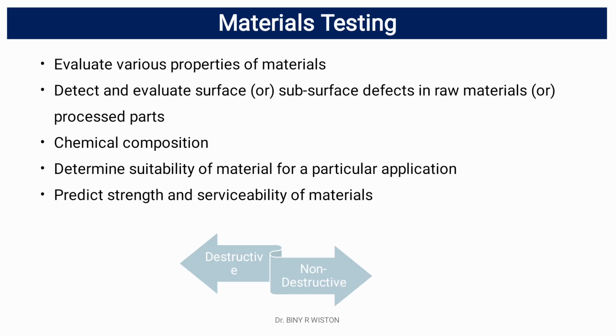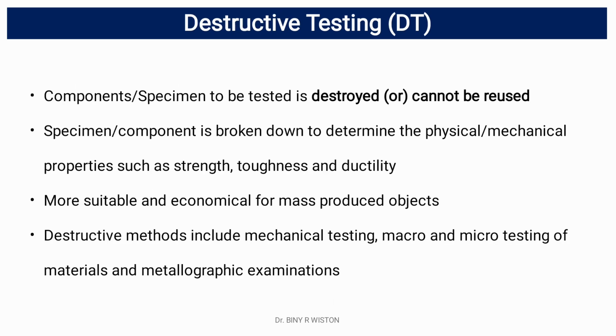Material testing can be broadly classified into two types, namely destructive testing and non-destructive testing. First, destructive testing. In this type of testing, the component or specimen to be tested is destroyed and cannot be reused. After being destructively tested, the component or specimen either breaks or is no longer useful for future use.